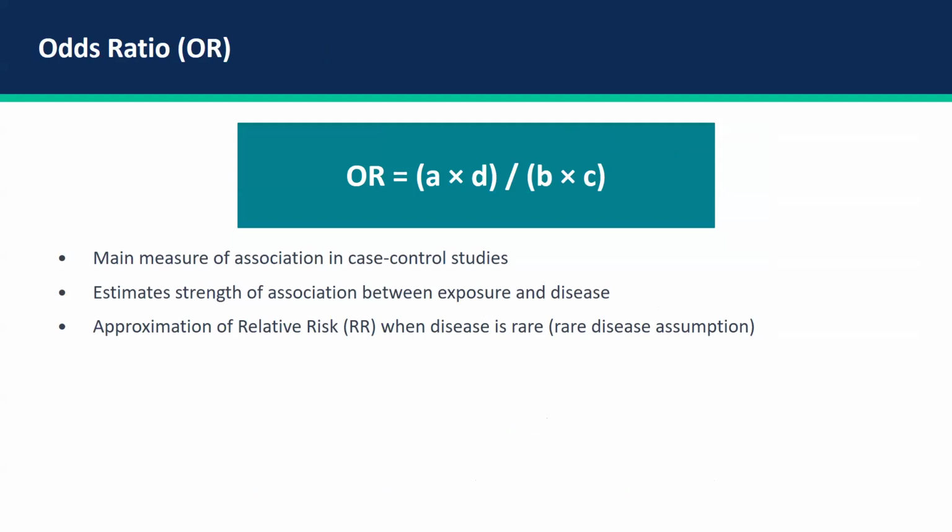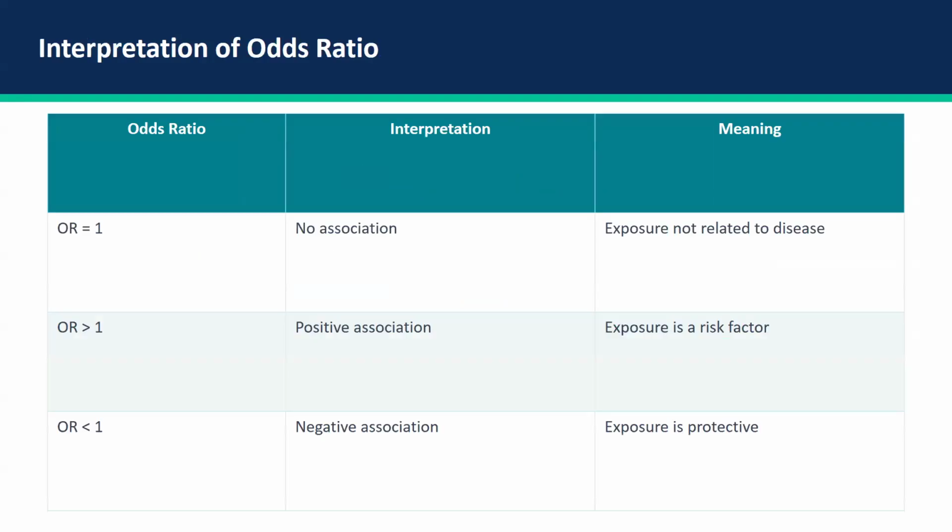This is the main measure of association in case control studies, which estimates the strength of association between exposure and disease. And this is basically the approximation of relative risk when disease is rare, because relative risk cannot be directly measured in case control studies. This is measured in cohort studies.